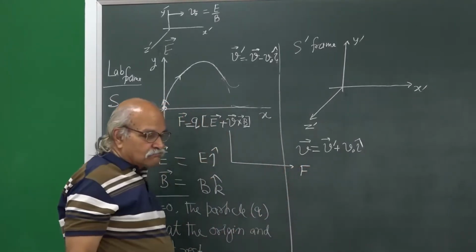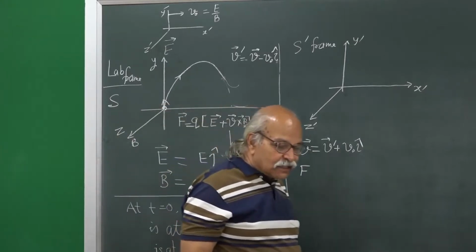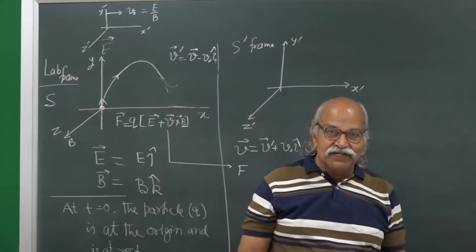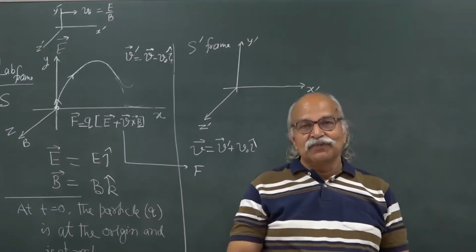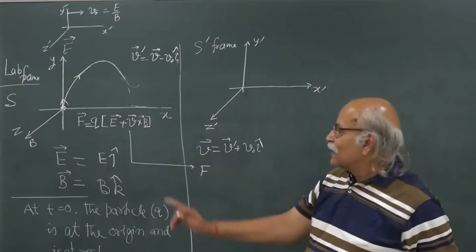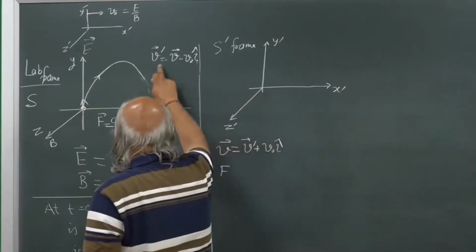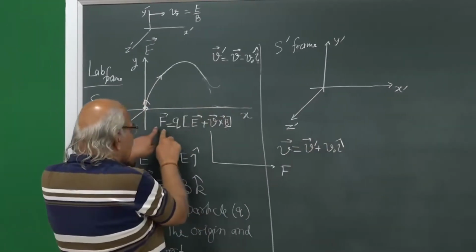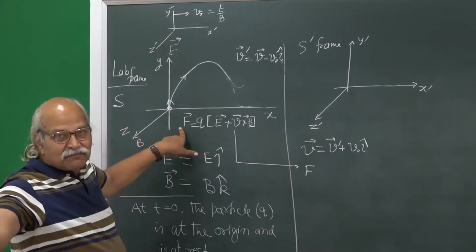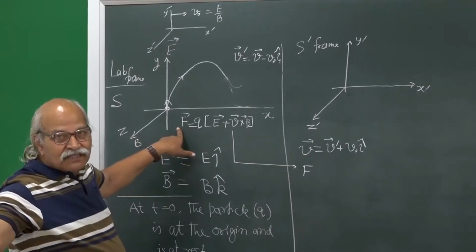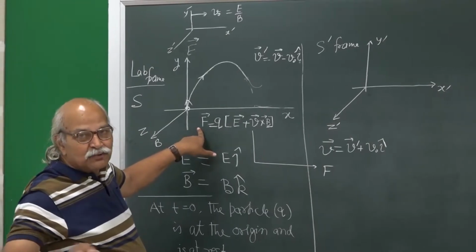We are talking in terms of Galilean transformations. So the frame velocity is small as compared to the speed of light, and under that I am writing this velocity transformation. So this force, and in Galilean transformation the force remains the same. If you have two inertial frames, then the force remains the same in the two frames.